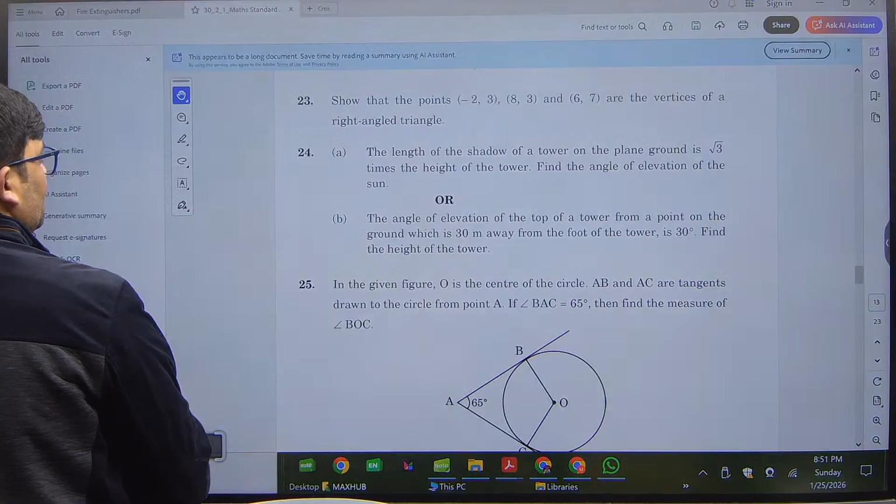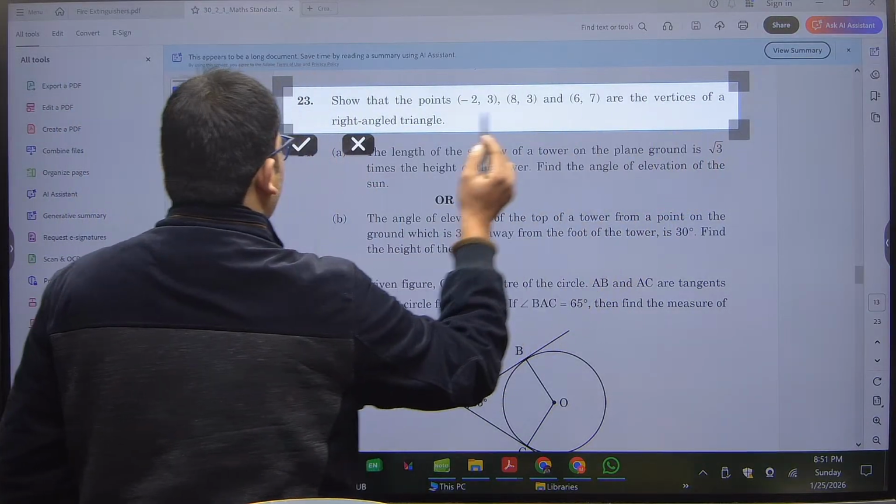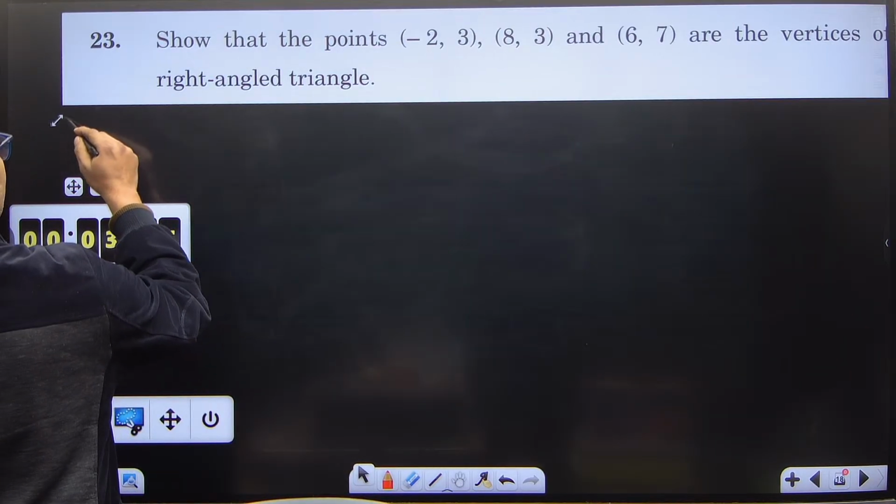So that the points are vertices of a right angle triangle. कैसे करोगे show? How you will show it?